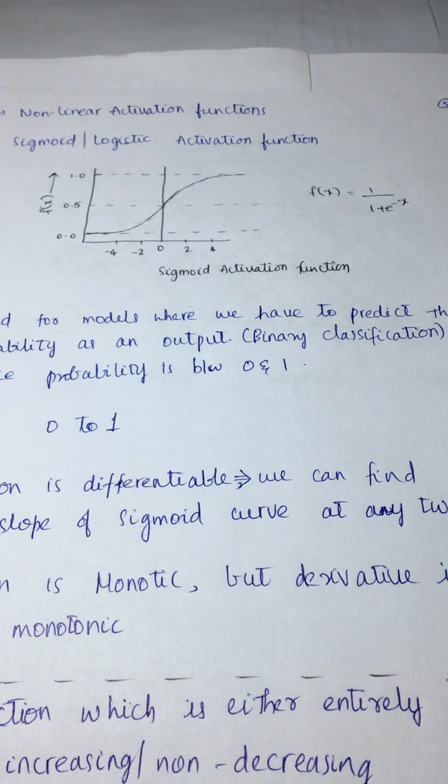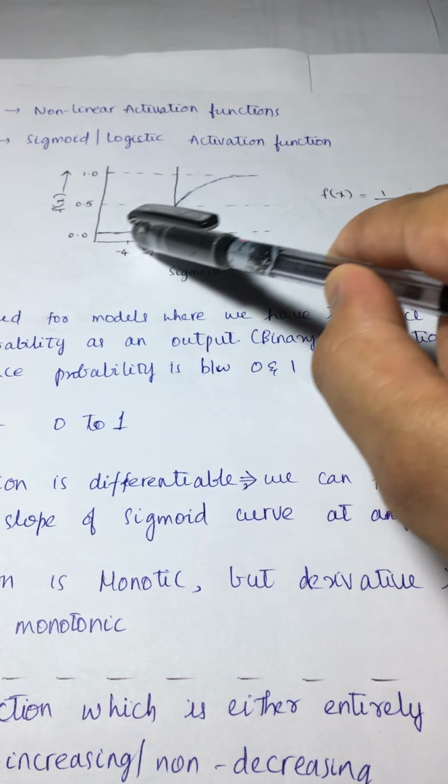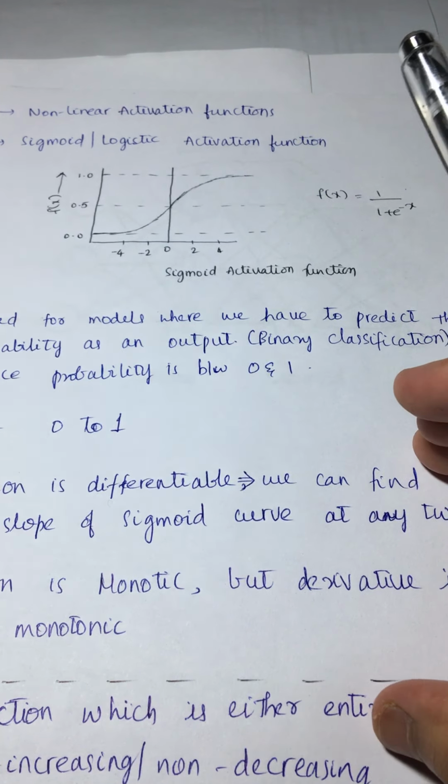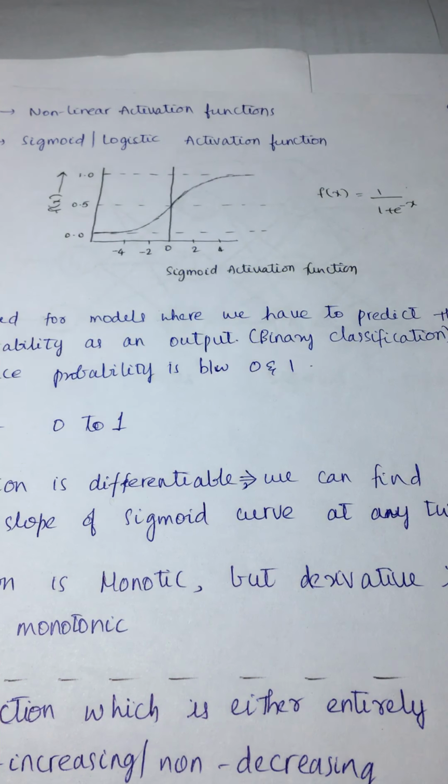Then, the function is differentiable. We have seen that in the calculations for gradient descent in logistic regression, where we were able to find the derivative of the sigmoid function. Coming to the next aspect, the function is monotonic. Monotonic means either always increasing or always decreasing. When you move from left to right, you see that the value of y is always increasing.